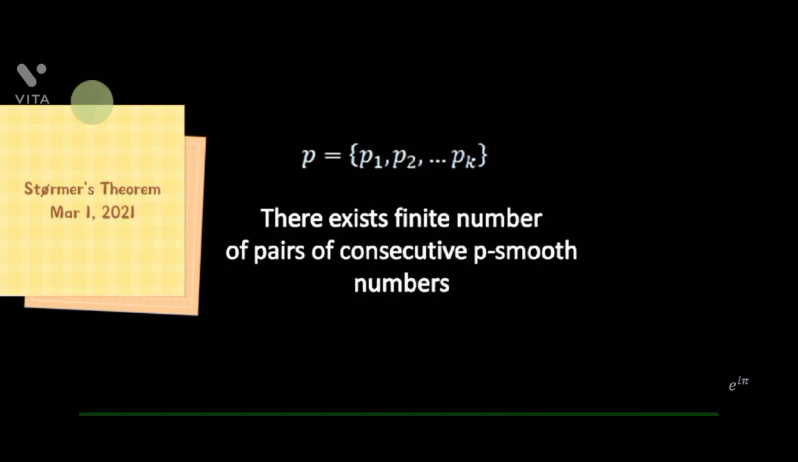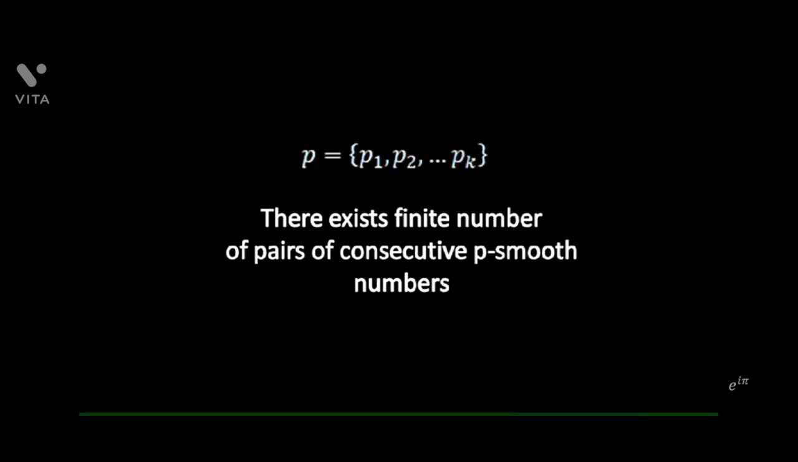Here's where Størmer's theorem helps us. The theorem says, for a given finite set of prime numbers, we get finitely many pairs of consecutive p-smooth numbers. In simpler words, we'll get a finite number of pairs of consecutive numbers which do not have a prime factor greater than pk.